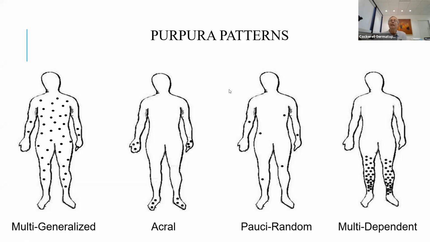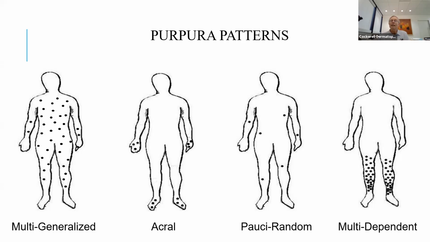He actually gave a real nice talk at our conference the last couple of years on different patterns of purpura. Now this is different than leukocytoclastic vasculitis, but if you see palpable purpura, you see sort of non-inflammatory purpura. If you look for different patterns of it, he calls these four patterns that we see most commonly: the multiple lesions that are dependent, the small number of lesions that are random, and then acral lesions, and then widespread multiple generalized lesions. If you see different patterns like this, different diseases tend to cluster in these different patterns.